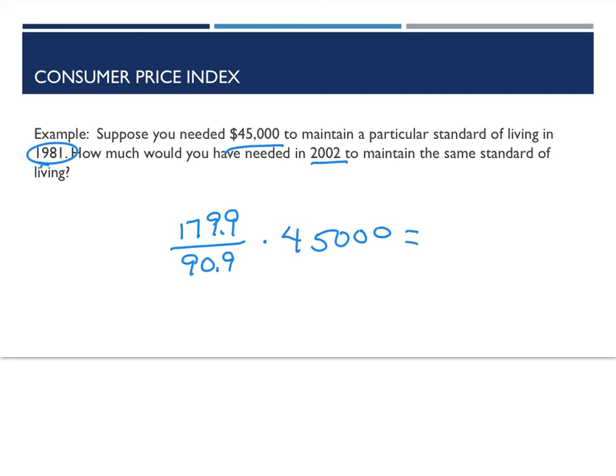The only difference is looking up your numbers in a different chart. So if I do 179.9 divided by 90.9 times 45,000, that tells me that in 2002, I would have needed to make $89,059.41 to be equivalent to the $45,000 that I made back in 1981.